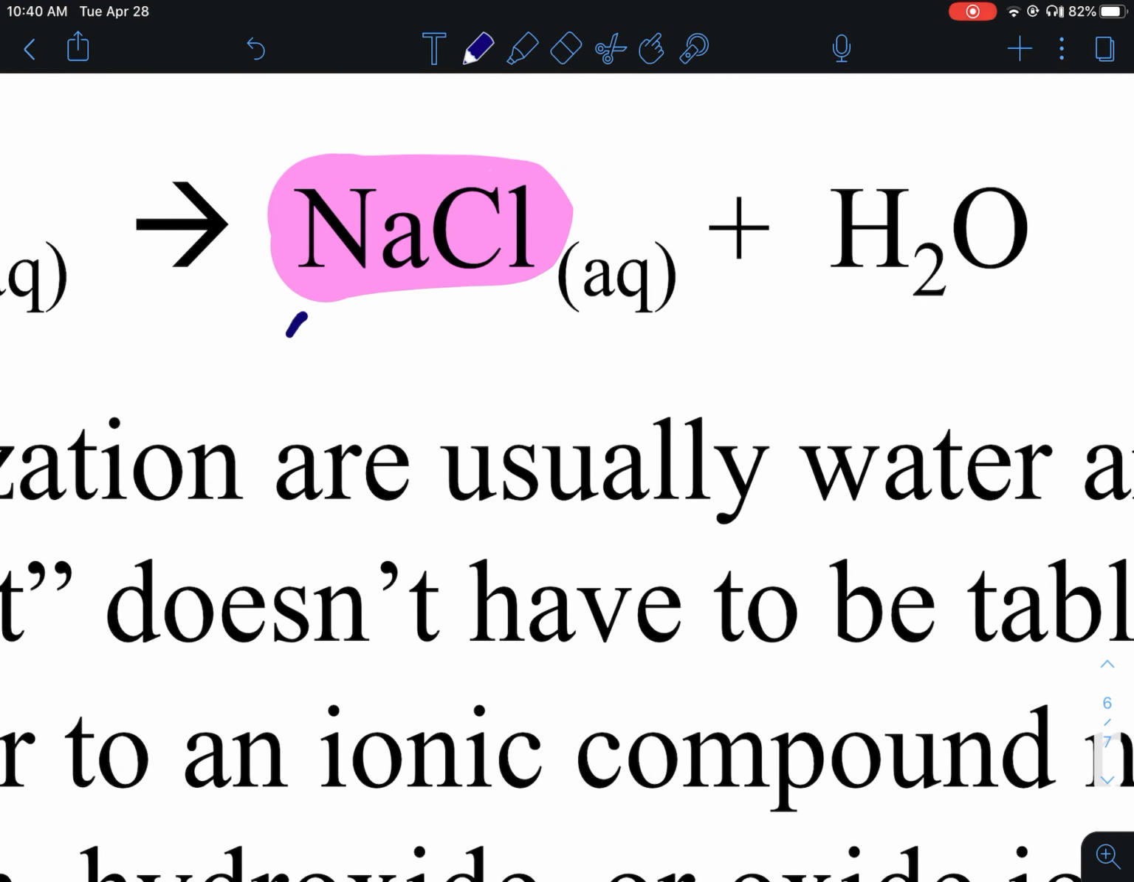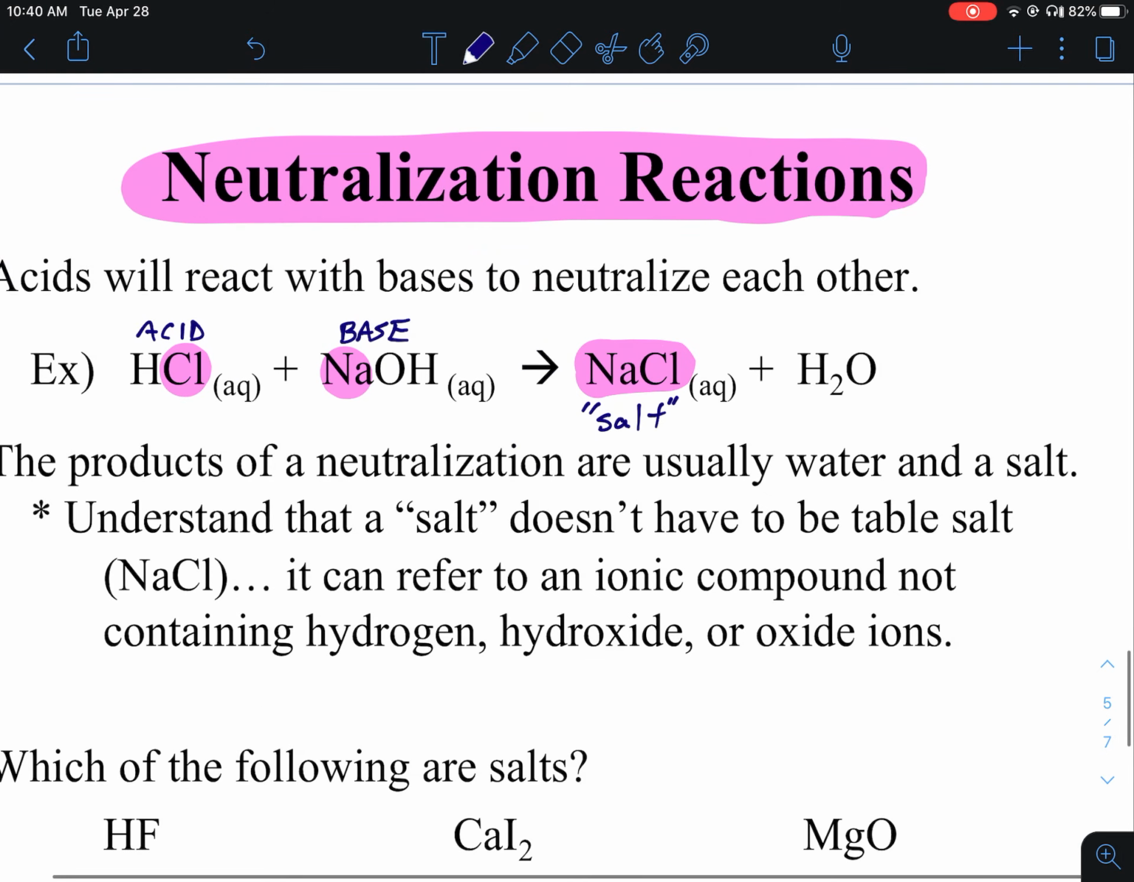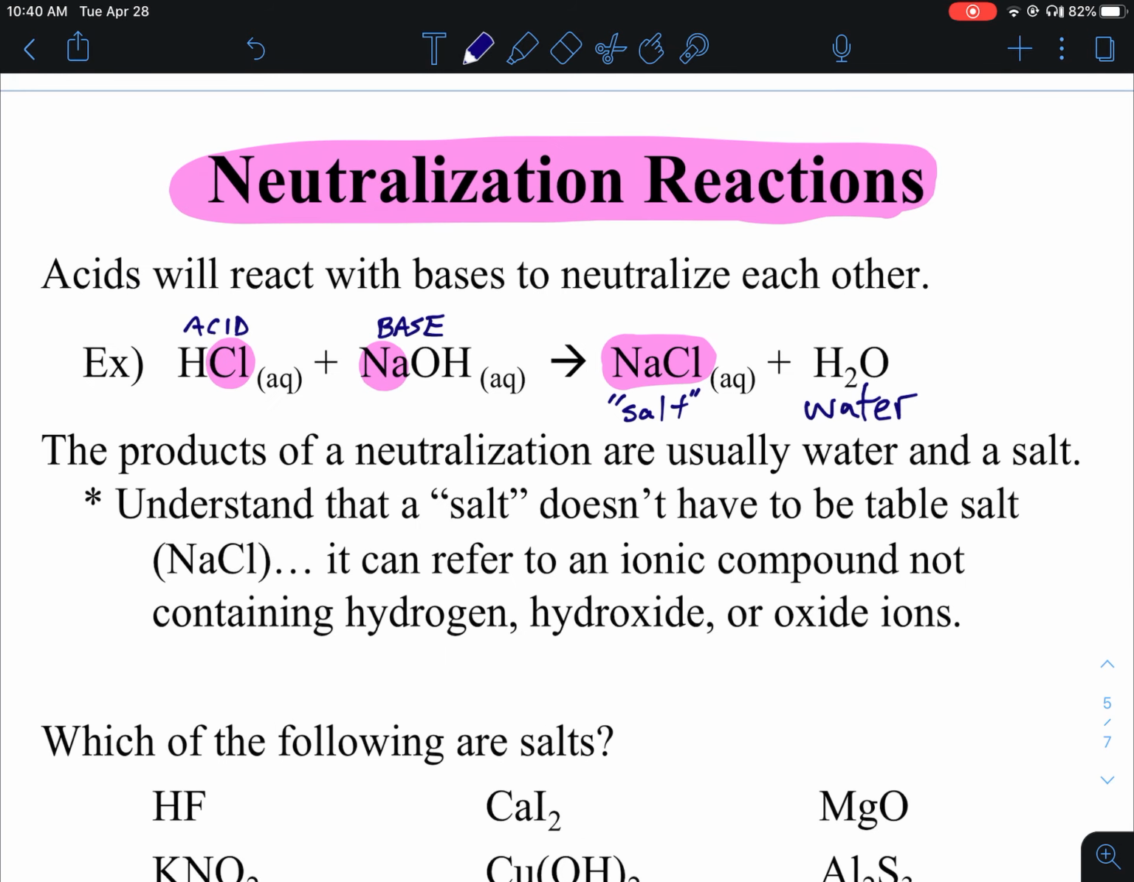Now you know that NaCl is salt. It's table salt. But in chemistry, we actually have a term. When we say salt in chemistry, we don't always mean table salt. Salt is a very broad term that refers to hundreds or thousands of different types of ionic compounds. And then you also get water. So this is actually important. The products of a neutralization reaction will be water and a salt.